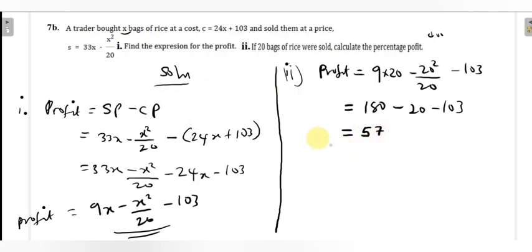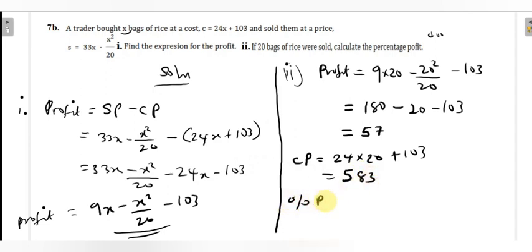Then we're going to calculate the cost price. The cost price from the beginning is this. So we have 24 times 20. That's the value of x, the number of bags, because S stands for the number of bags. 24 times 20 plus 103, that's equal to 583.